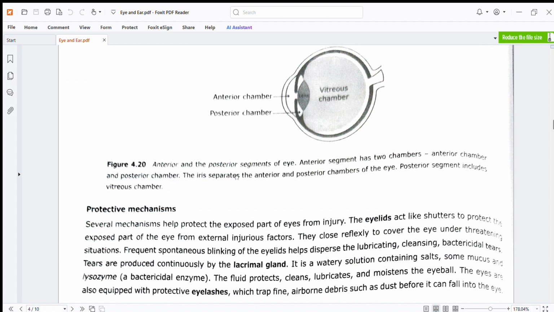Anterior and posterior segments of the eye. The anterior segment has two chambers, an anterior chamber and a posterior chamber. The iris separates the anterior and posterior chambers of the eye. This is the iris, which separates the anterior and posterior chambers. This is the posterior segment, which includes the vitreous chamber.